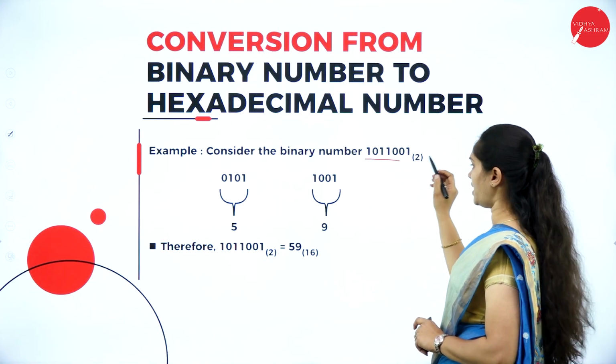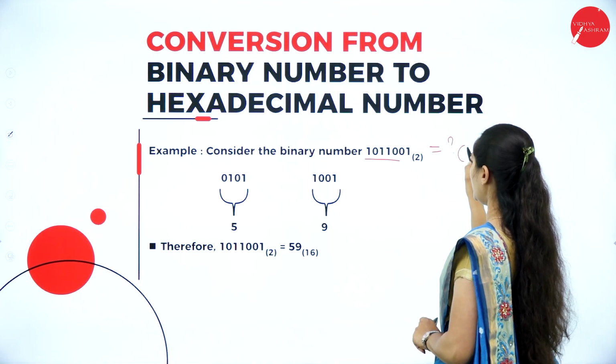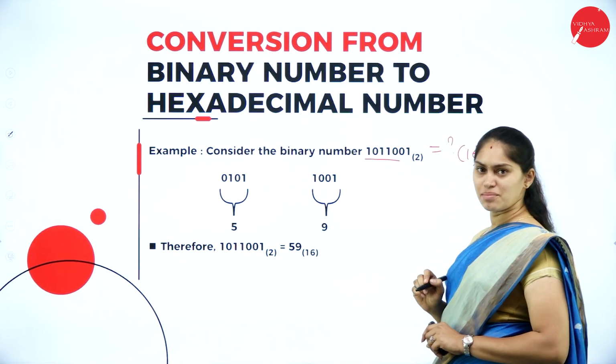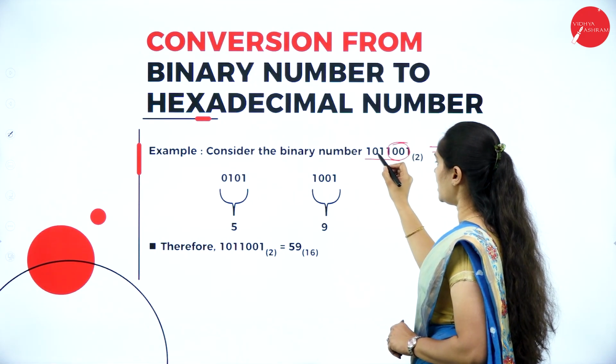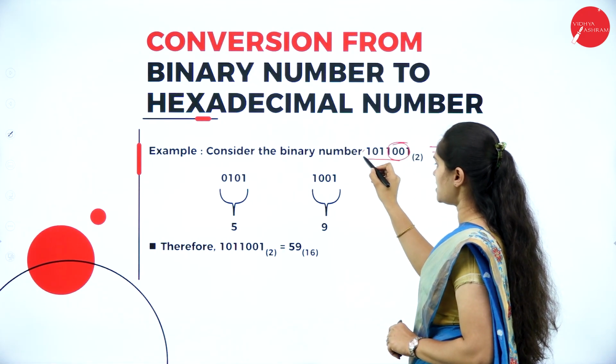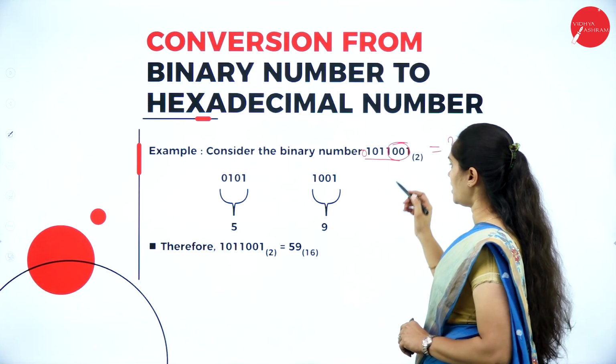10110001, which is of base 2, should be converted into its equivalent hexadecimal number. So from here I am going to make a group of 4. Here I have been left with only 3 digits, so I will add 0 to it. Then how will it be?